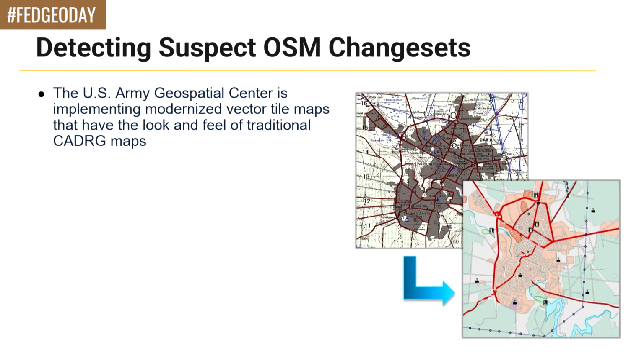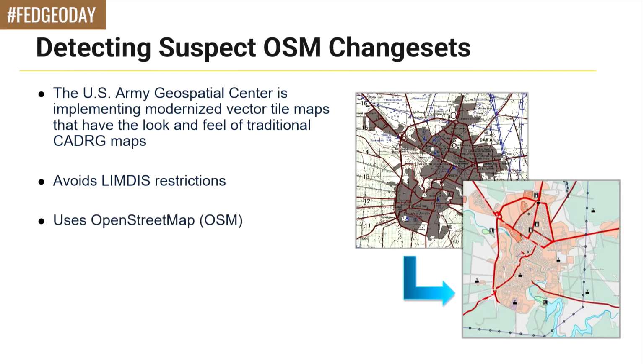This has been motivated by some work at the U.S. Army Geospatial Center. They've been looking at implementing some modernized vector tile maps that have the look and feel of more traditional CAD-RG maps like you see on the right there. One of the motivations here is to avoid limdis restrictions. So they've been using some OpenStreetMap's data for that.